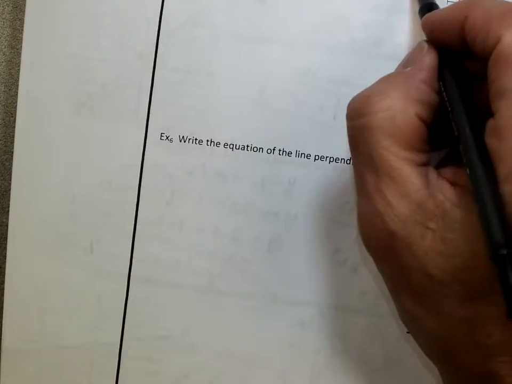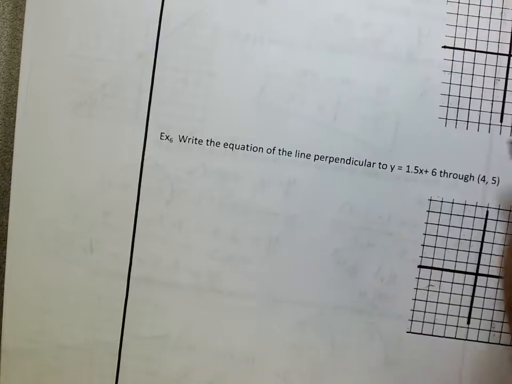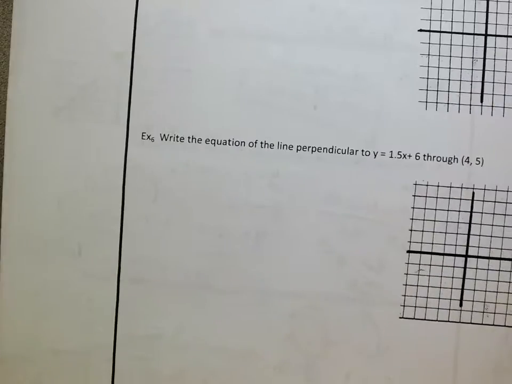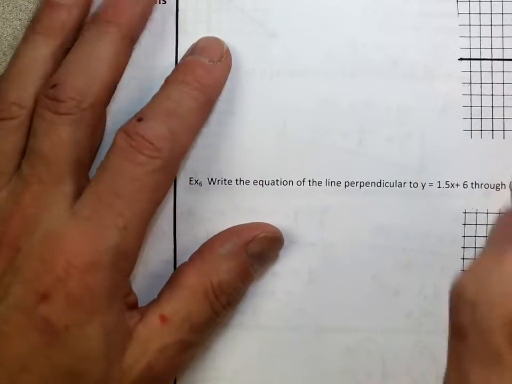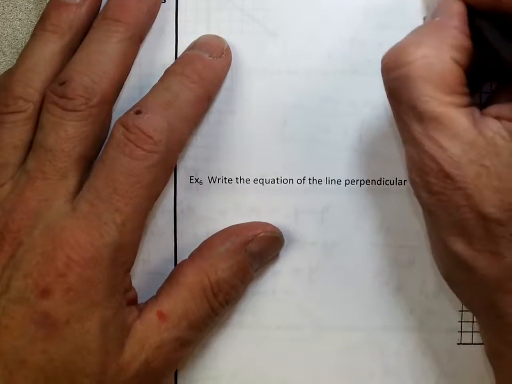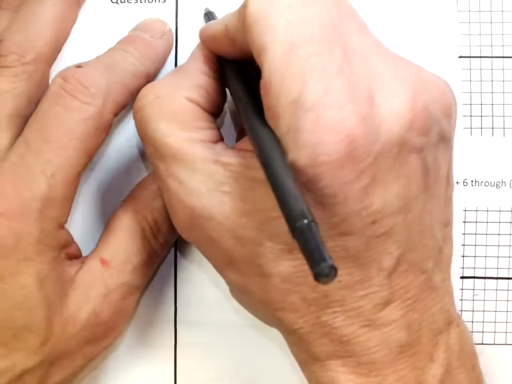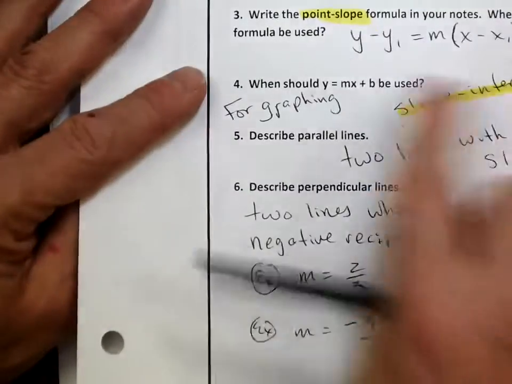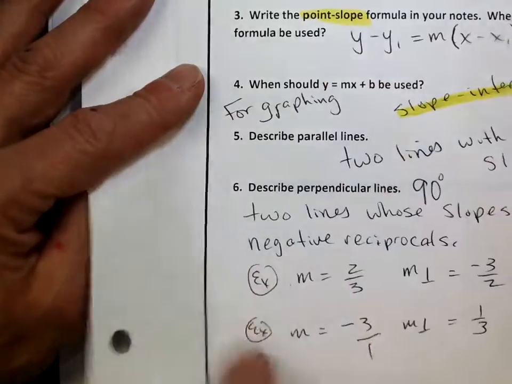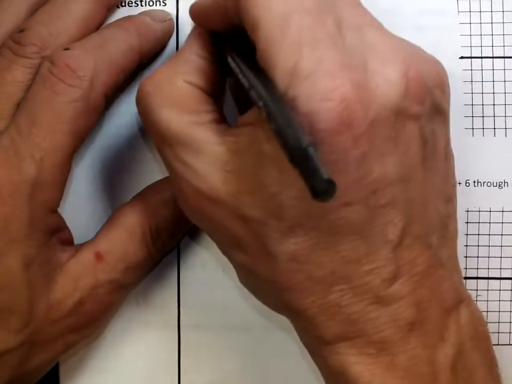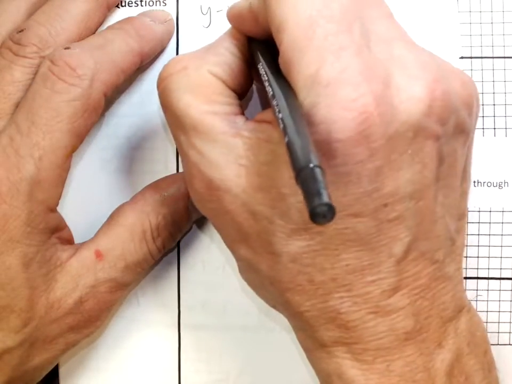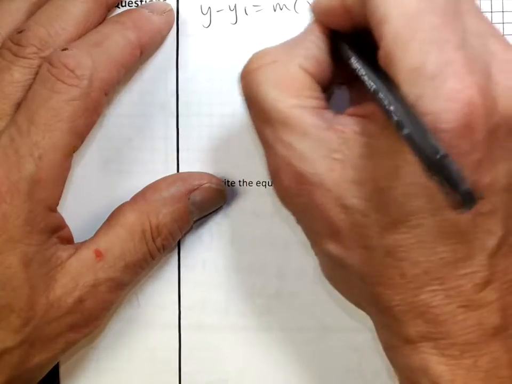Now, write the equation of the line parallel to 1.5x plus 6 through 5, 4. Okay? So, if we need the equation of a line, we have a point and we have a slope. Again, I'm going to use the point-slope formula. So let's start right off with y minus y1 equals m times x minus x1.